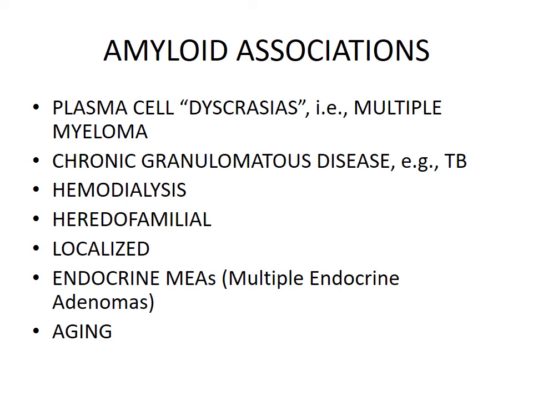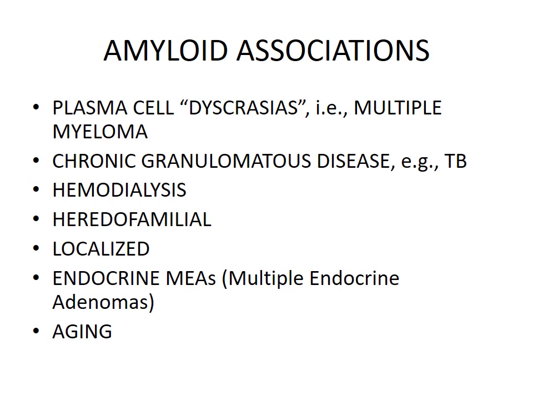Hereditary and familial. This includes rare conditions and entities that are confined to specific locations. For example, familial Mediterranean fever, which is caused by overproduction of interleukin-1. Localized amyloidosis. Localized means that it is specific to a single organ or tissue.